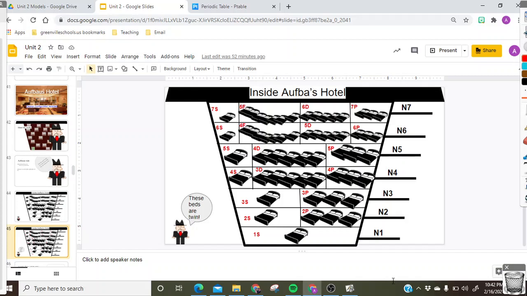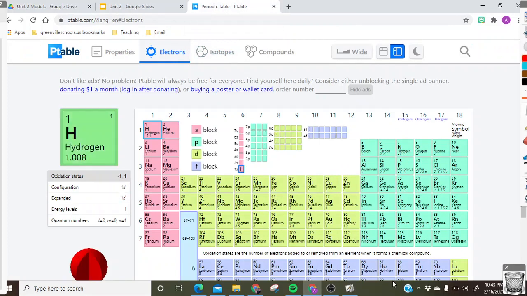Okay. So, Mr. Aufbau reminds us that these beds are twin beds. That means that we can fit up to 2 atoms, or up to 2 electrons, in each bed. So, let's look back at the periodic table in light of this. So this first bed can hold 2 electrons. Well, if we look at the periodic table, you'll see that on our first energy level, the first floor of the hotel, we have 2 atoms: hydrogen, which has 1 electron, and helium, which has 2 electrons.